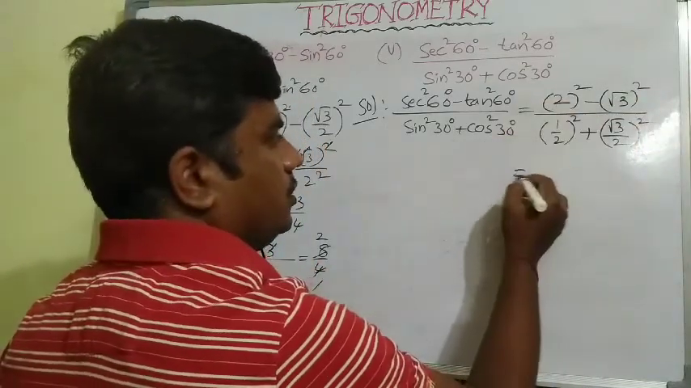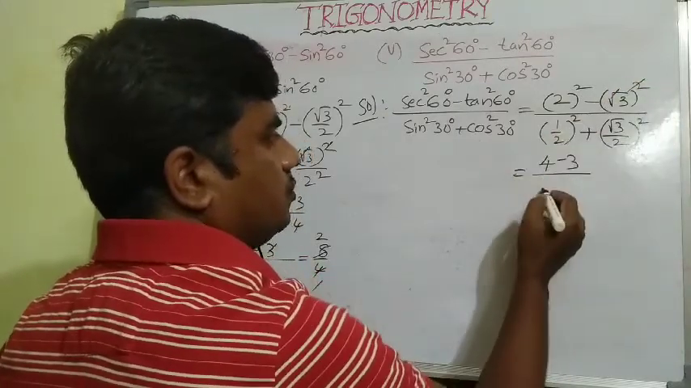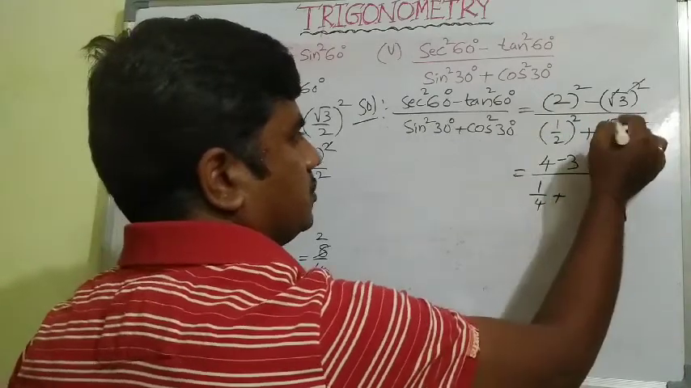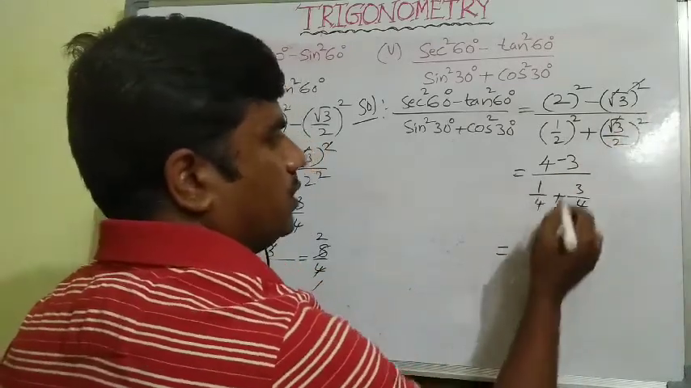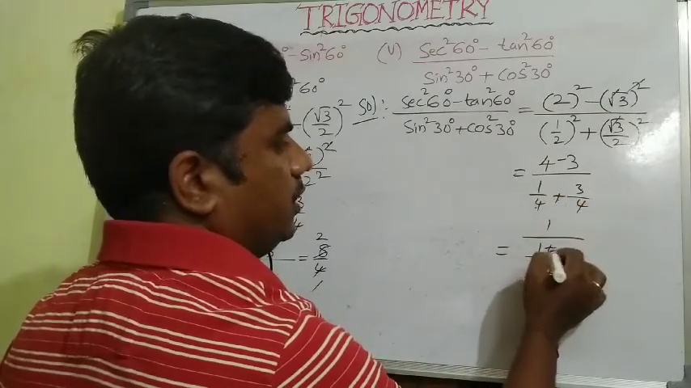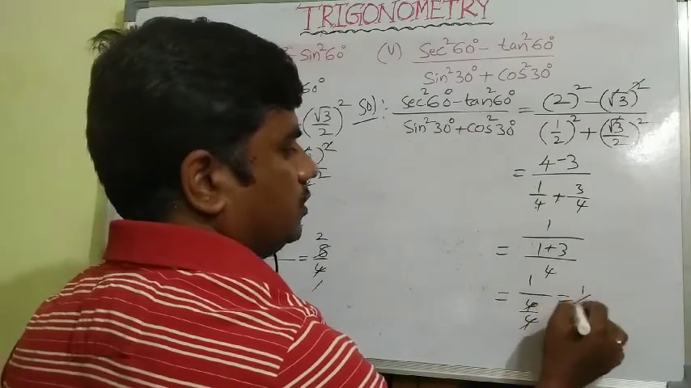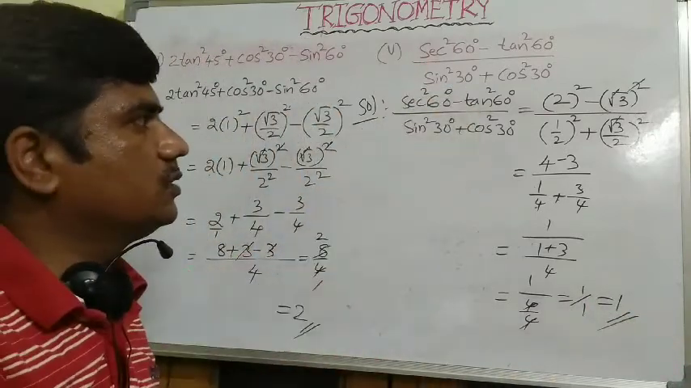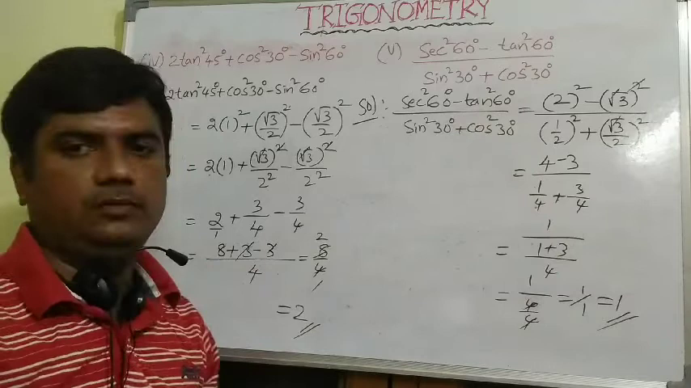So 2 square value is 4, minus, square root cancel, 3. Next, 1 square by 2 square: 1 square value 1, 2 square value 4, so 1 by 4, plus here square root cancel, so 3, 2 square value 4. So 4 minus 3 value 1, by the denominator LCM 4, numerators are added. So 1 by 4 by 4, 4 4 cancel, that equals 1 by 1, that equals 1. So that's why sec square 60 minus tan square 60 by sin square 30 plus cos square 30 value is 1.